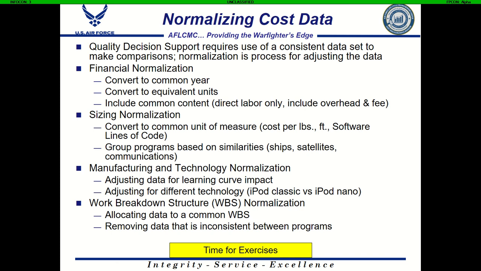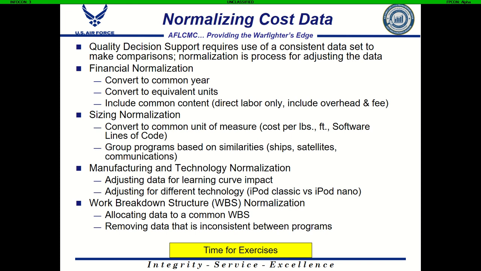Last thing on this slide here, work breakdown structures. So for our cost estimates, we use a work breakdown structure. This breaks the cost down by categories in order for us to account for all the different piece parts of a task or a program in order to make sure that it's fully captured. Different programs will have different work breakdown structures, and we need to be able to compare those things even for programs that are for the same commodity.